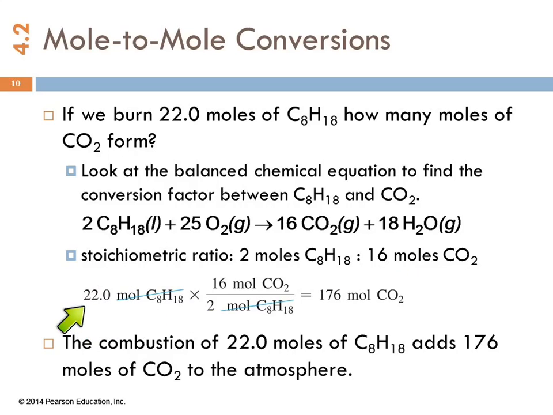So we start with the moles of C8H18, octane, and we're going to put the units in so they work out. We want to divide by moles of octane so those cancel out. We want to multiply by moles of CO2. The 16 comes from the balanced chemical equation. The 2 comes from the balanced chemical equation. Actually, I'm just pointing at these. I could be writing all over this thing. So the 2 is right there, and the 16 comes from there. So we get 22 times 16 divided by 2, 176 moles of carbon dioxide. Any questions?